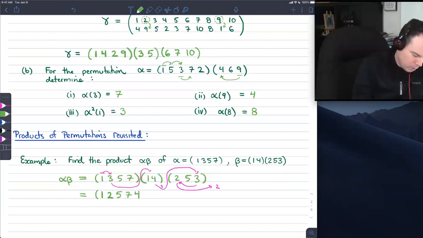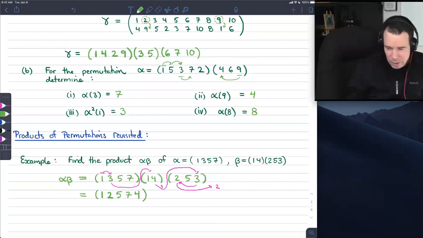And then where does 4 go to? 4 goes to 4 from the first one. 4 goes to 1 now in the second one, and 1 goes to 1. So 4 goes to 1, and we're closed off. So that's part of it.